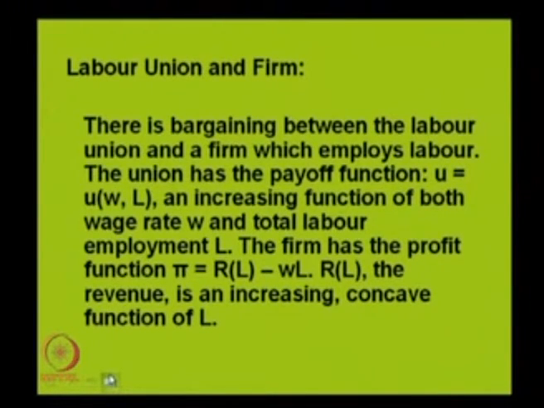So let me first read out the exercise and then we shall try to solve this. There is bargaining between the labor union and a firm which employs labor. The union has the payoff function U as a function of W and L, an increasing function of both wage rate W and the total labor employment L.